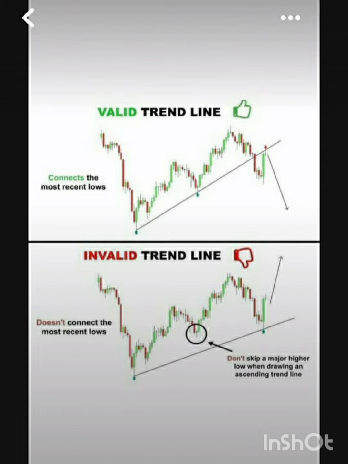Okay, and one thing I would like to say: at first, get knowledge about the trend, from where you apply the trend line, and then you can see properly what you have to do. So please remember one thing: you always go with valid trends. Okay.